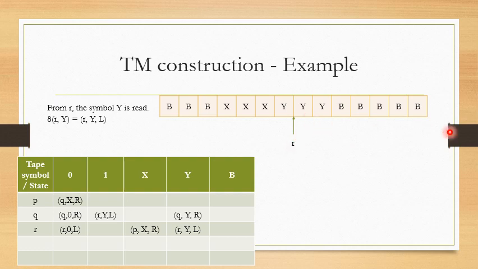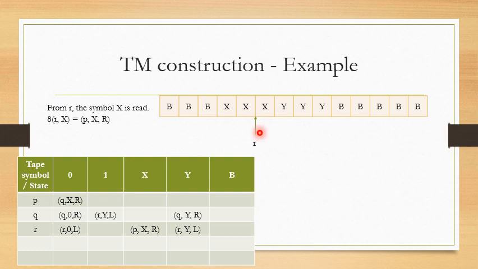From R, I am reading a Y, move to the left. From R, I am reading a Y again, move to the left. And now from R, I am reading X. So therefore, I have to move to the starting state. In this case, as you can see physically over here, all the zeros and ones are complete.